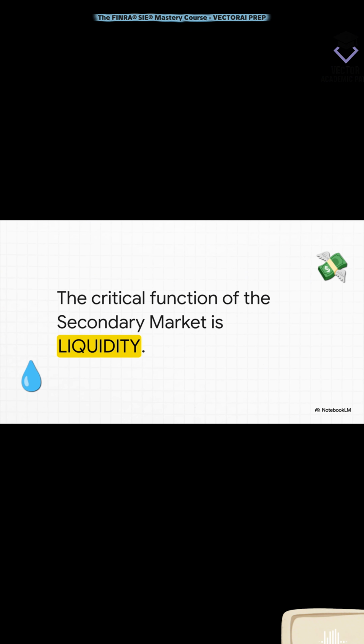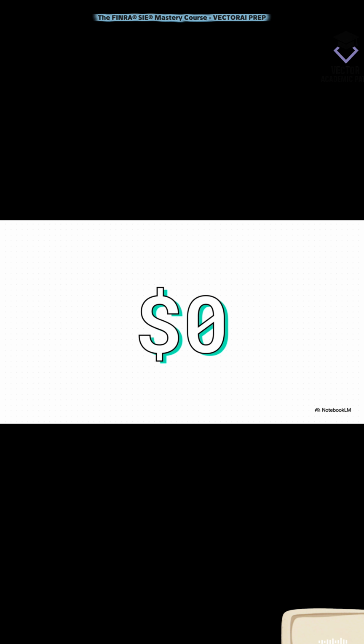So you might be asking, well, if the company isn't getting any money, what's the point of all this? The answer is one word, and it is everything: liquidity. That's it. It's the ability for an investor to turn their investment back into cash quickly and easily. Think about it. Without a healthy secondary market, the primary market just wouldn't work. I mean, who in their right mind would buy a brand new stock if they knew they could never, ever sell it?